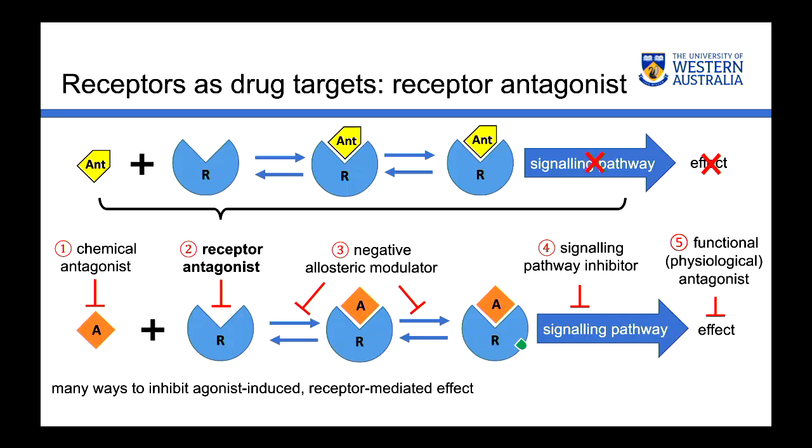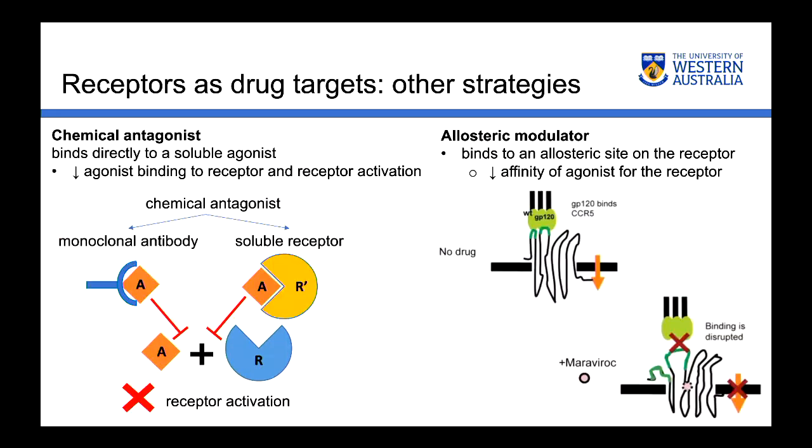The last is to use functional antagonists to produce an effect that is opposite to what the agonist does in order to inhibit the effect. So this gives you an overview of different ways by which the agonist-induced receptor-mediated effect can be inhibited. We talked about receptor antagonists as one example. And on the next slide, I'm going to take you through two more examples without giving specific drugs.